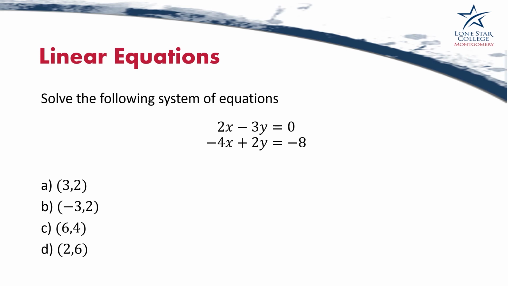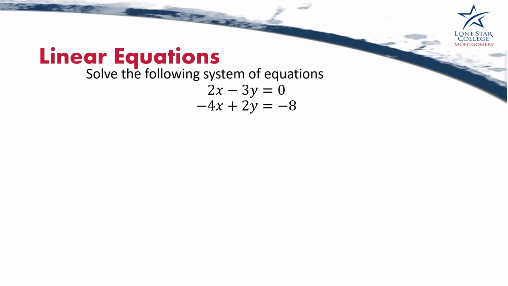Okay, going back to some systems of equations here. System of linear equations to be exact. Solve the following system of equations: 2x minus 3y equals 0 and negative 4x plus 2y equals negative 8. So we've done something like this before in the first video. To solve a system of equations, there are two ways to do it: either you use substitution or elimination.